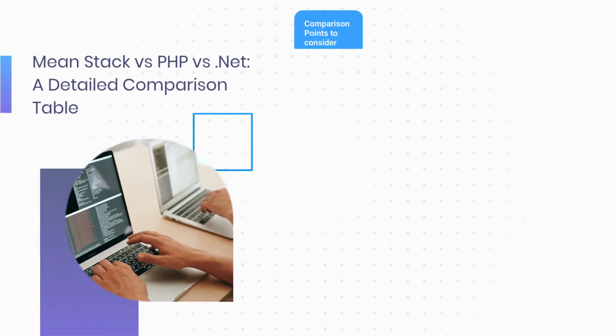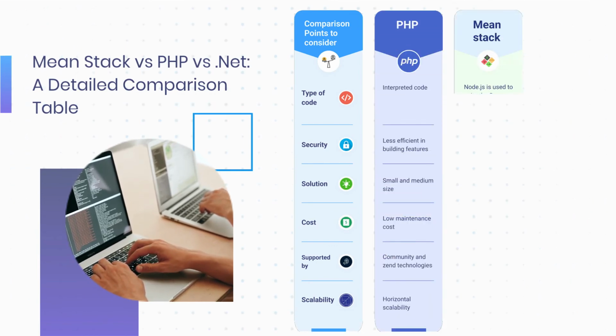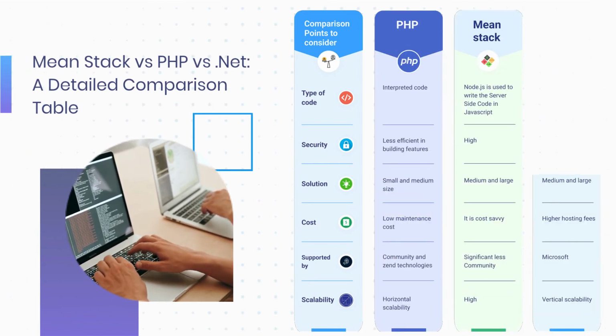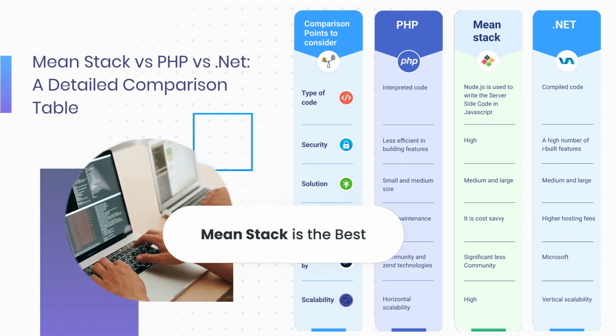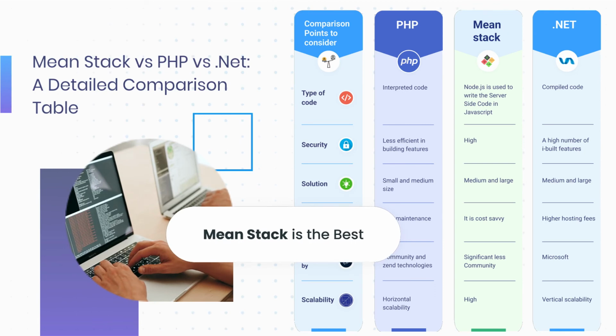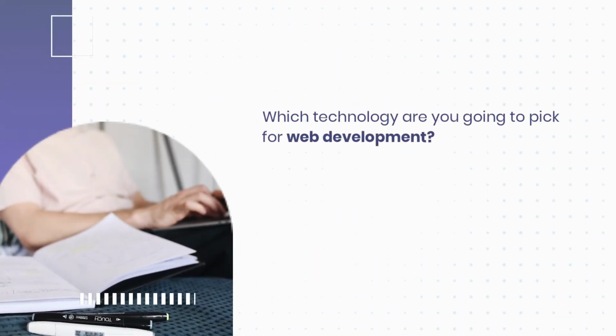MEAN stack versus PHP versus .NET, a detailed comparison table. Comparing MEAN stack versus PHP versus .NET, it is clear that MEAN stack is the best choice for most web development projects. Which technology are you going to pick for web development?